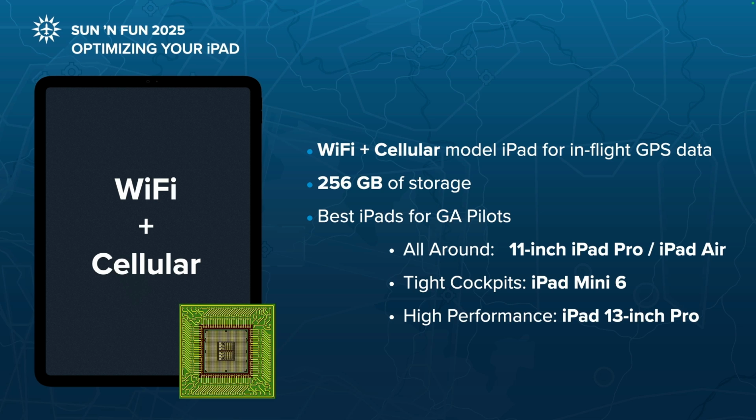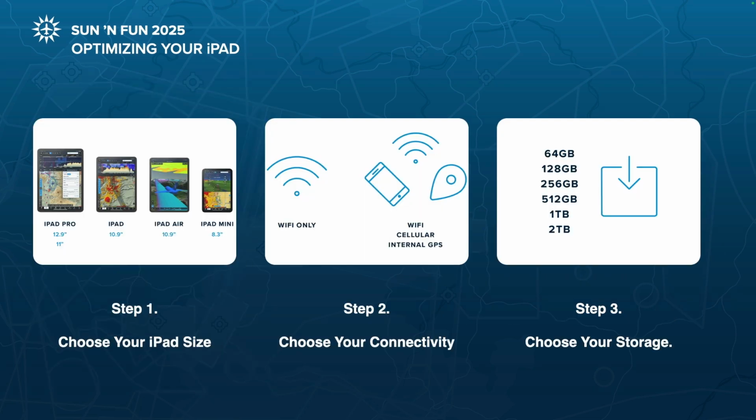Now, depending on the size cockpit you have, maybe you want the mini, maybe you want the 11-inch. It's a great all-around choice. And if you want high performance and you have more room in your cockpit, then go get the Pro. You'll have the best display. So it's really 3 choices, right?